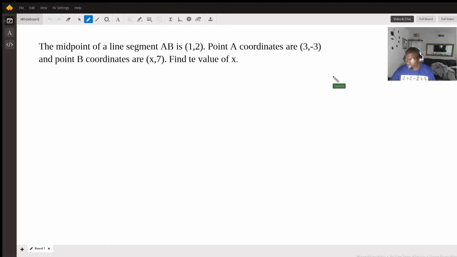But hopefully the solution is correct. And it looks like it's correct.